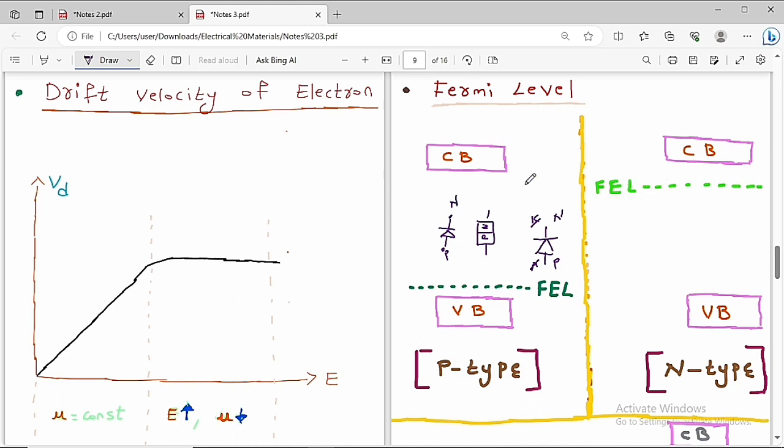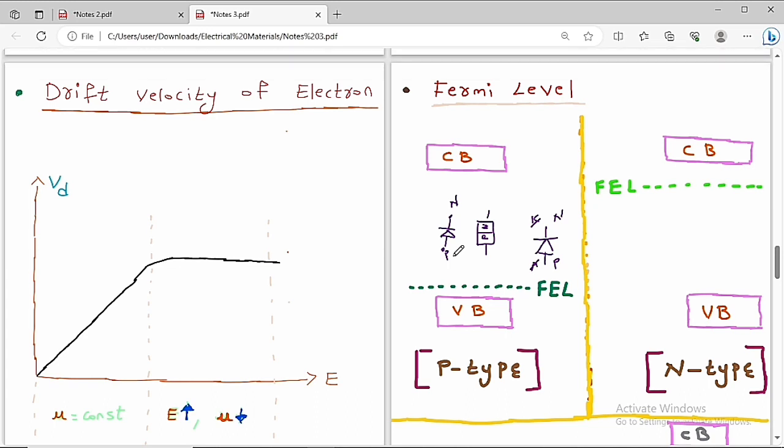As you can see, N is up, so the Fermi energy level is up. P type means the Fermi energy level is down. P is down, so Fermi energy is also down. N is up, so Fermi energy level is also up. Shortcut to remember: this is a P and this is an N. So P is downward, so Fermi energy level is also downward, where N is up, so Fermi energy level is also up. So finally, the Fermi energy level is near the valence band in the case of P type of semiconductor and near the conduction band in the case of N type of semiconductor.